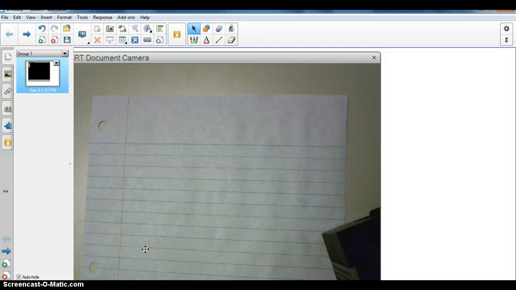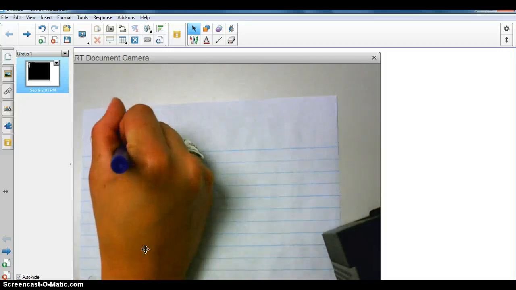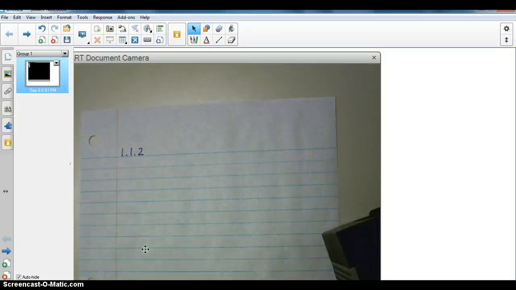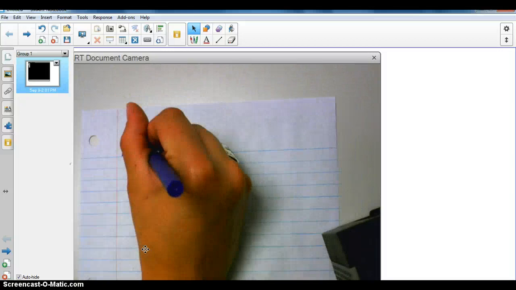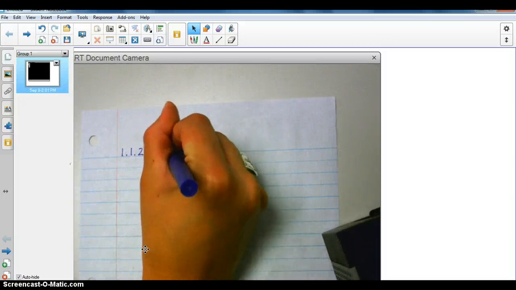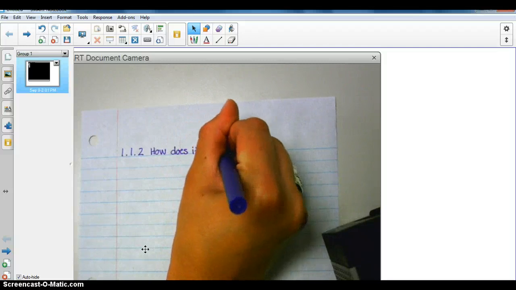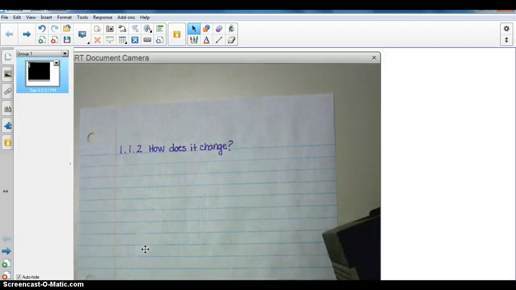One of the things that I always suggest is starting it out with some type of heading. So to begin, you are doing lesson 1.1.2, so that would be a great place to start by labeling the top of your paper 1.1.2. If you wanted to, you could also put how does it change, because that's the title of the lesson. Sometimes it's easier for you to look at the words versus only the numbers. Okay.